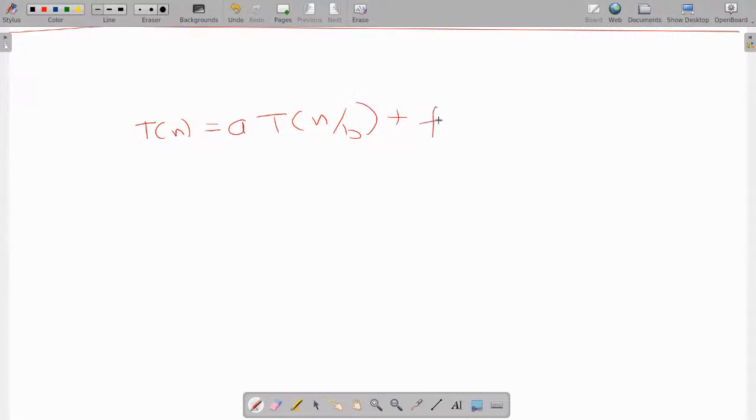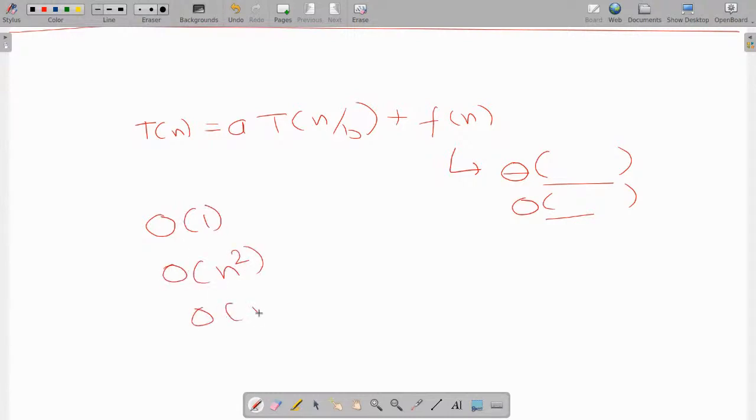And the last thing will be a function. This function will be in the form of a complexity, be it theta or big O of something. If this is big O or theta of something, it can take the form big O of 1, big O of n square, big O of n cube, and so on. Now this one can be written as big O of n to the power 0. This is n to the power c. This is where we get c, the exponent of this polynomial. I think this is clear now.